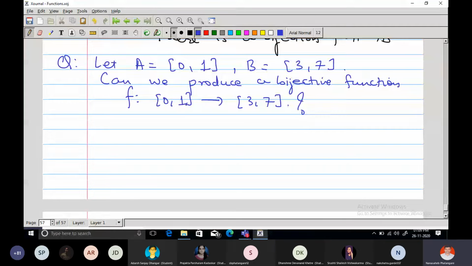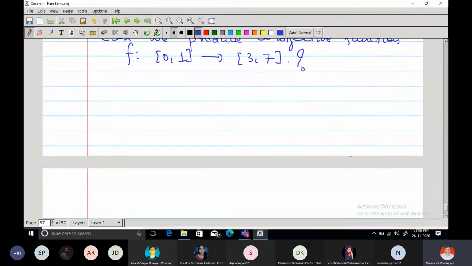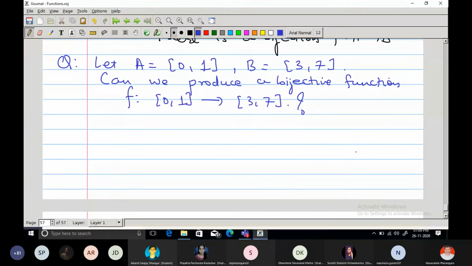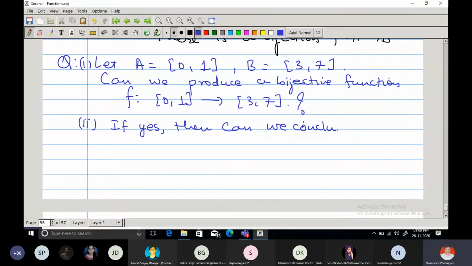Suppose the answer is yes. If the answer is yes, then what is the conclusion? The number of elements between 0 and 1 is equal to the number of real numbers between 3 and 7. We can conclude that the number of elements in the interval (0, 1) is the same as the number of elements in the interval (3, 7). Correct?